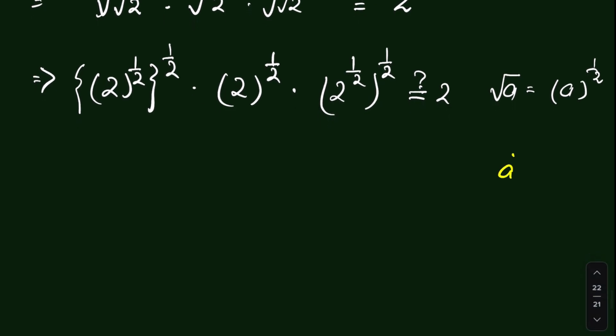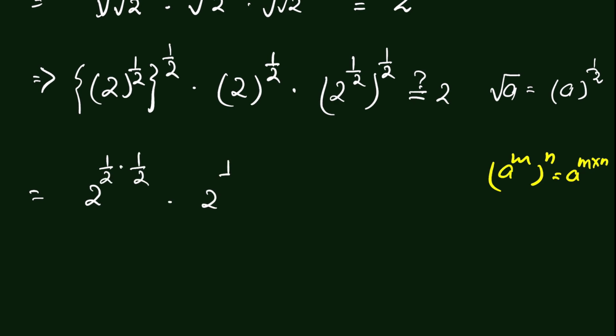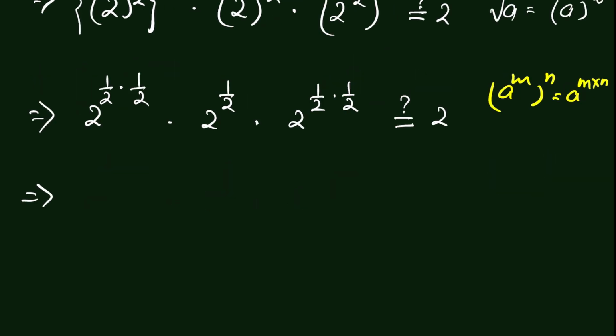Now there is an identity. If a raised to the power m whole raised to the power n, then it is equal to a raised to the power m times n. Therefore, it will be 2 raised to the power 1 upon 2 times 1 upon 2, then times 2 raised to the power 1 upon 2, then times 2 raised to the power 1 upon 2 times 1 upon 2. Again, it is 2 raised to the power 1 upon 4 times 2 raised to the power 1 upon 2 times 2 raised to the power 1 upon 4.